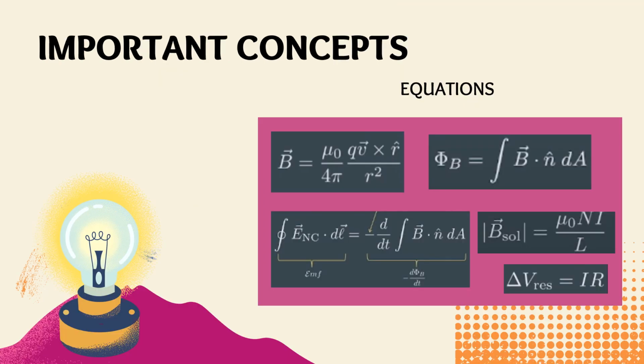Here are some important equations we need to know. First, we have the magnetic field, and then the magnetic flux, which is basically the change in magnetic field over an area. And then we have the EMF is equivalent to the change in magnetic flux over the change in time, and the magnetic field from a solenoid. And then from the EMF, we can find the current using the EMF equals IR.